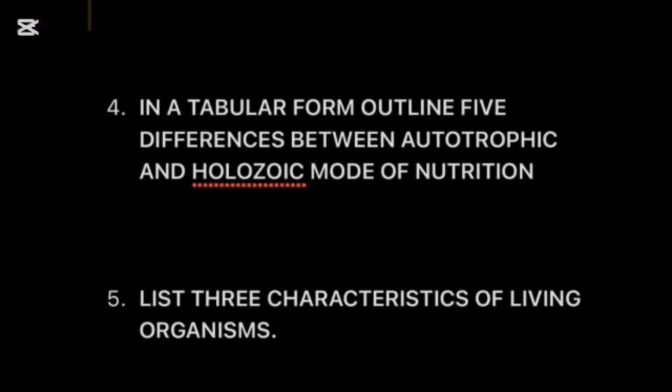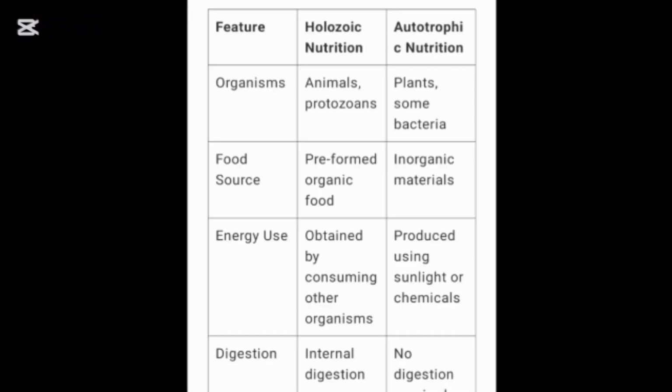In a tabular form, outline 5 differences between autotrophic and holozoic mode of nutrition. And the fifth question says, list 3 characteristics of living organisms. So we are going to take a look at these two questions. Holozoic and autotrophic mode of nutrition.